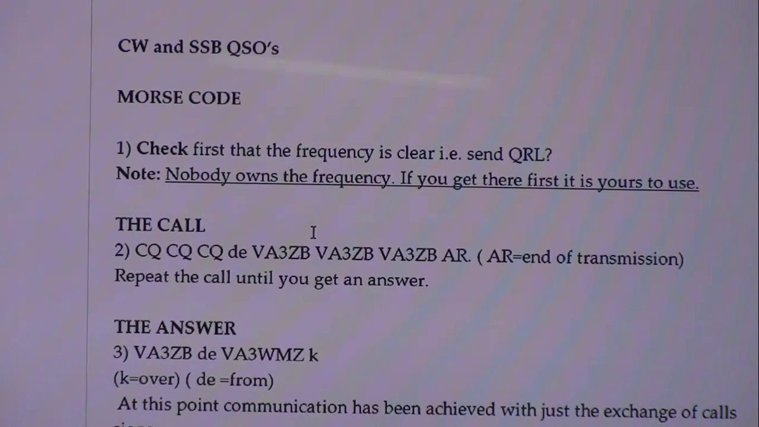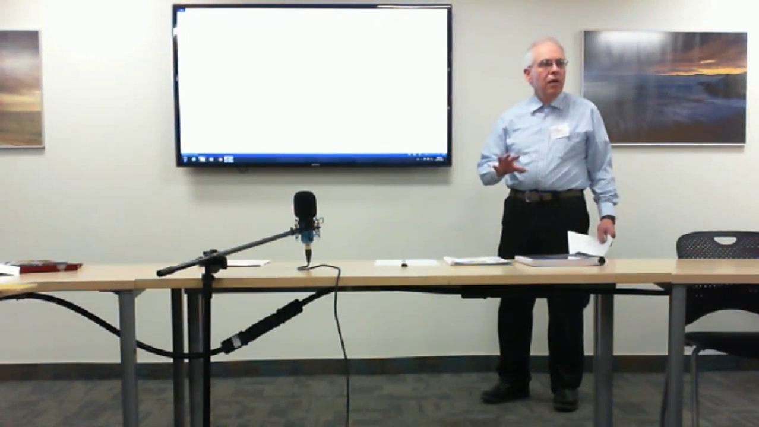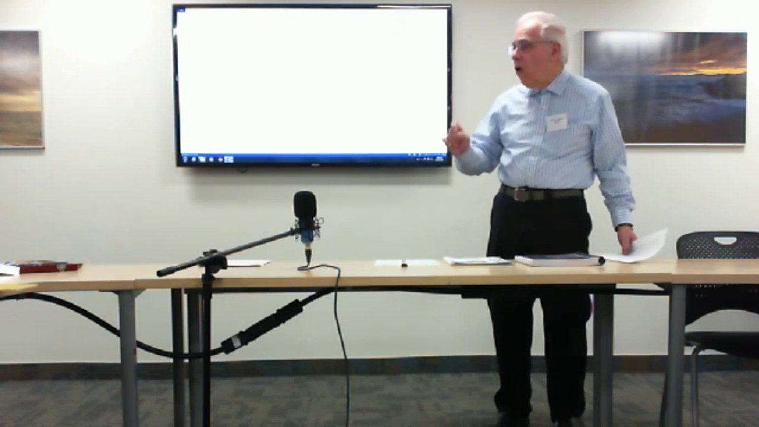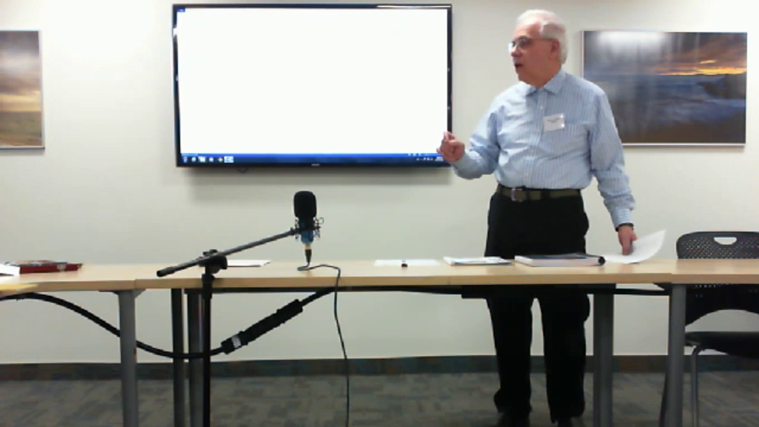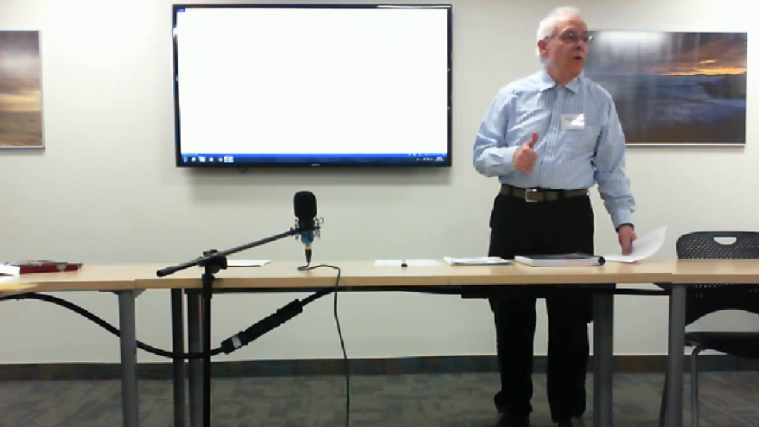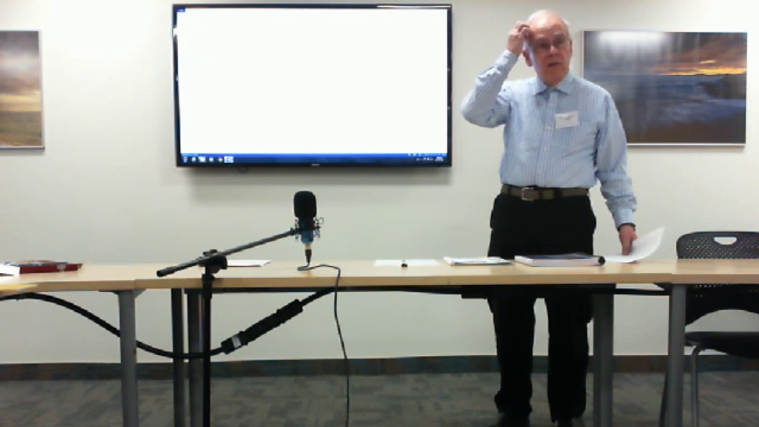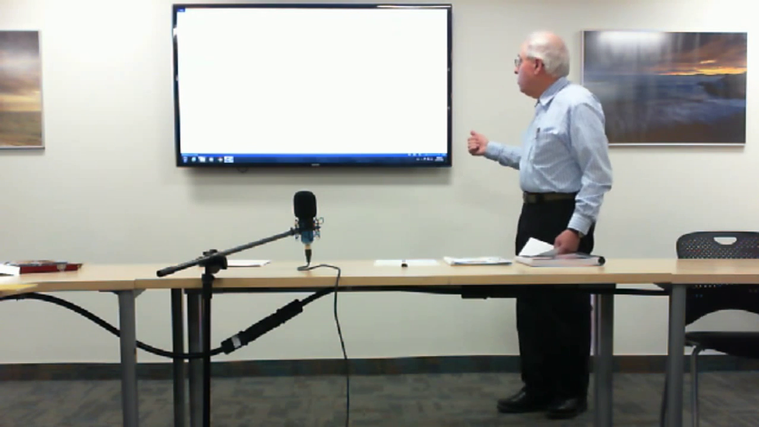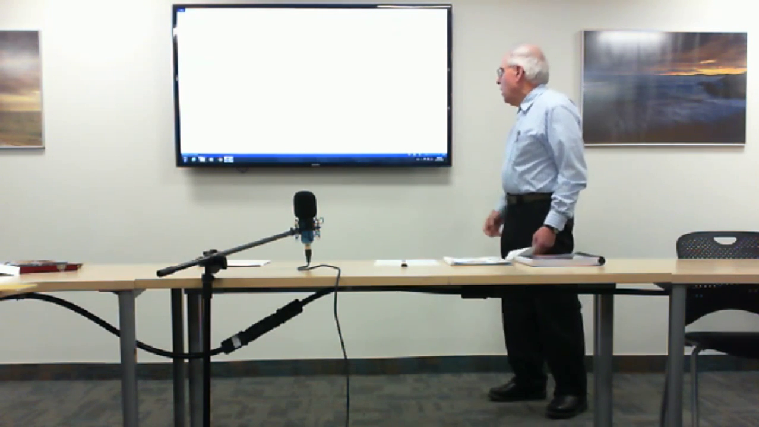VA3WMZ. Over. At this point, the communication has been established. With the exchange of the calls, communication has been established. That's it. It doesn't have to go farther than that unless you want it to. The reason for that is all of those calls are listed on QRZ. You can look them up. You will know who you're talking to, his street address, where he lives, etc. So you really don't need more than his call to know who's talking to you.